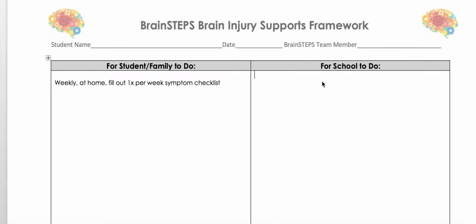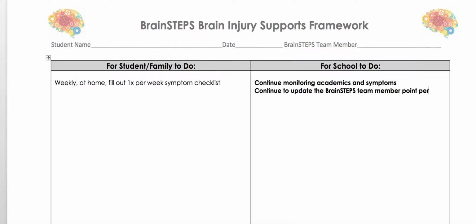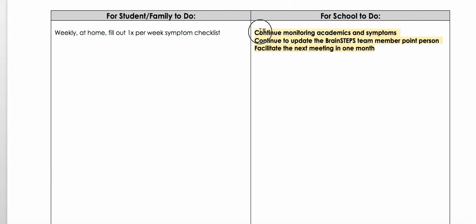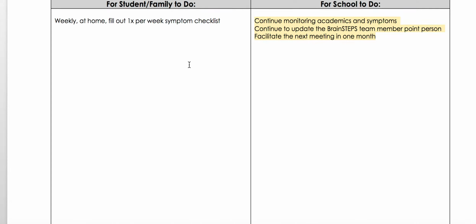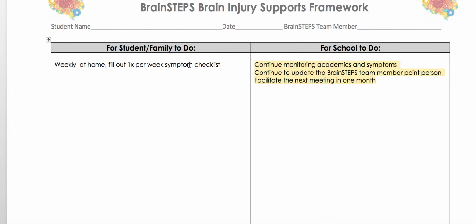And then for the school to do. So they will continue monitoring academics and symptoms. They will continue to update the BrainSTEPS team member point person. They may also facilitate the next meeting in 1 month. So again, this is just a place for you to establish who's doing what within the next month before you meet again.